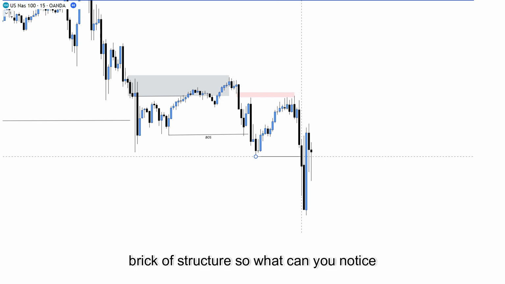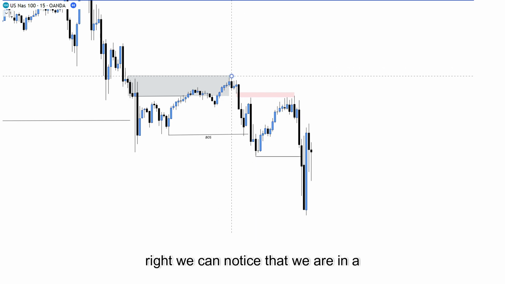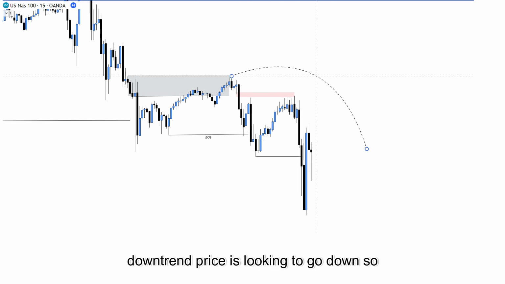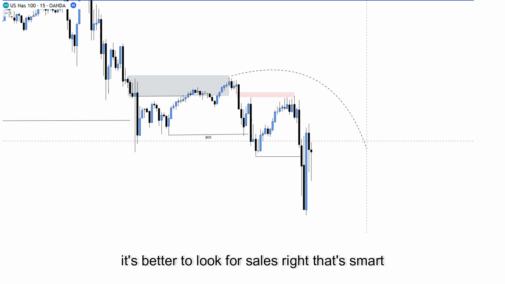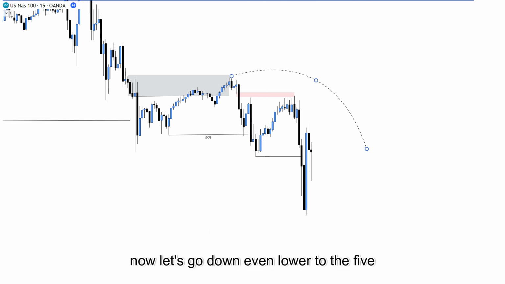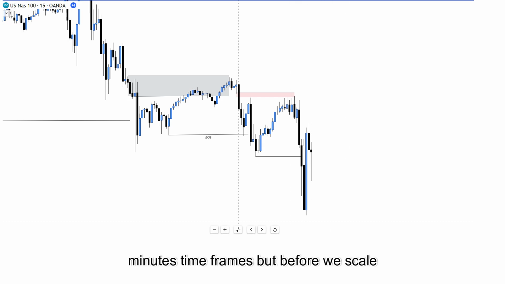So what can you notice, right? We can notice that we are in a downtrend. Price is looking to go down, so it's better to look for sells, right? That's smart. Now let's go down even lower to the 5-minute time frame.